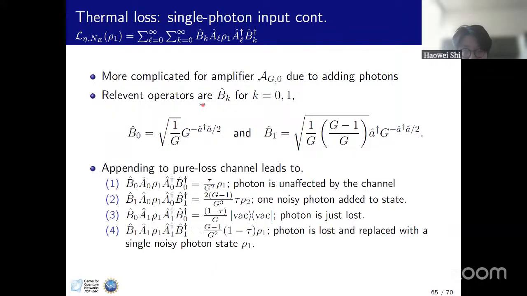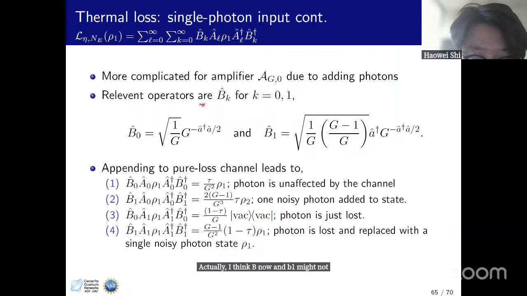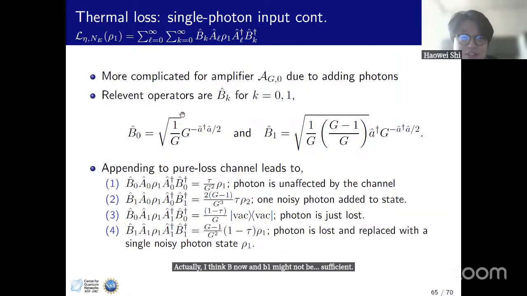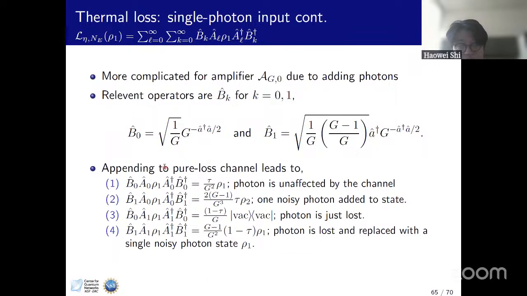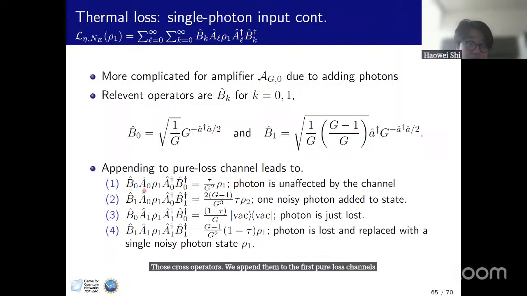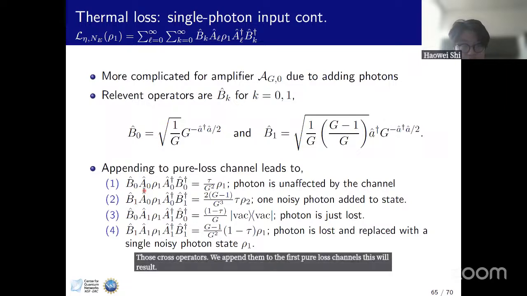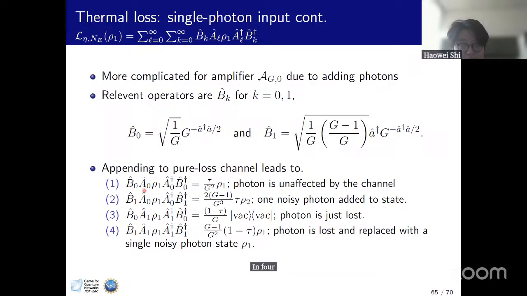Well, actually, I think B0 and B1 might not be sufficient. Let's consider first the B0 and B1, those Kraus operators. We append them to the first pure loss channels. This will result in 4 different possibilities, 2 times 2 equals 4.